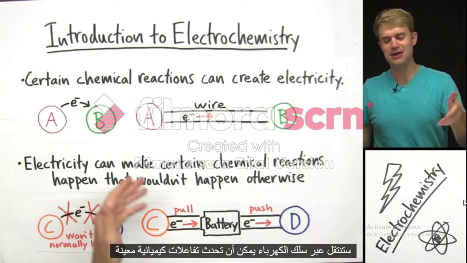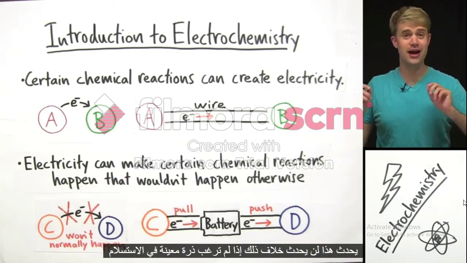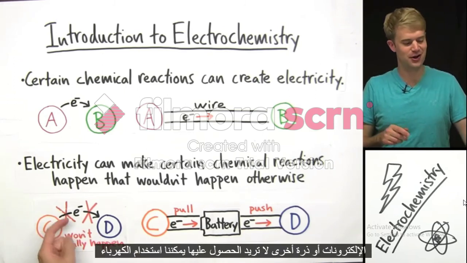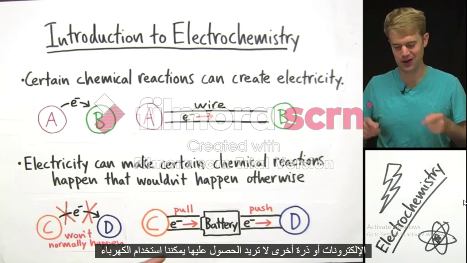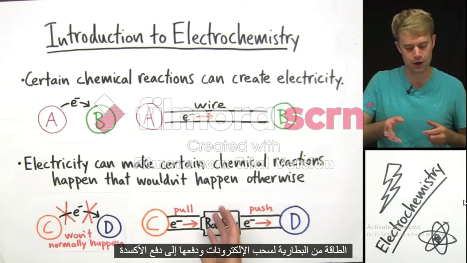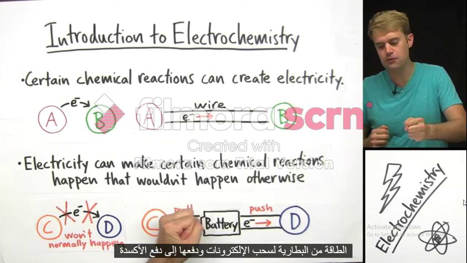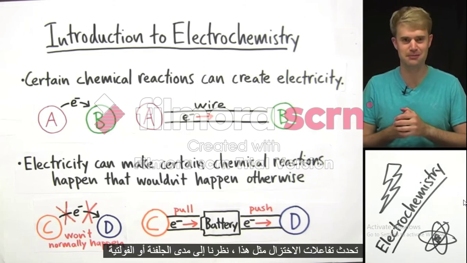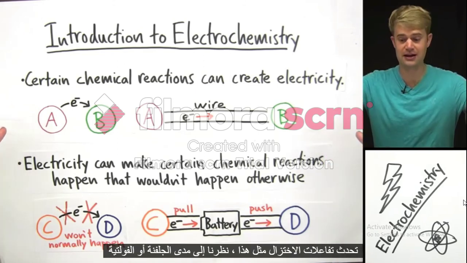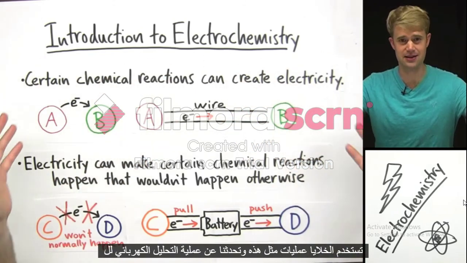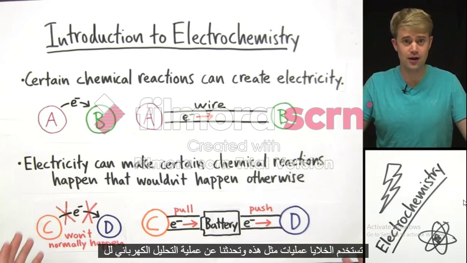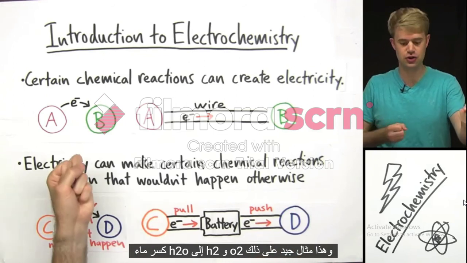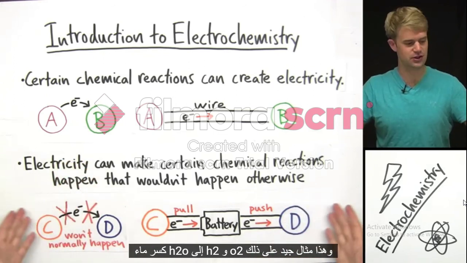Electricity can make certain chemical reactions happen that wouldn't happen otherwise, if a certain atom doesn't want to give up electrons or another atom doesn't want to gain them. We can use the electrical energy from a battery to pull electrons and to push them, forcing oxidation reduction reactions like this to happen. We looked at how galvanic or voltaic cells use processes like these, and we talked about the electrolysis process of breaking down H2O, water, into H2 and O2. So that's a good example of this.